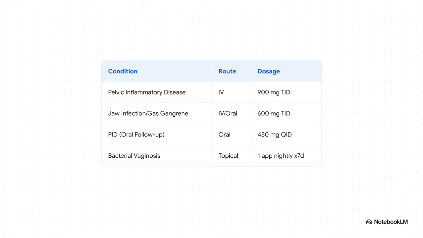And as you can see here, the dosing is really all over the place depending on what you're treating. For something severe like pelvic inflammatory disease, we're talking high-dose IV, 900 milligrams 3 times a day. But for a jaw infection or gas gangrene, it might be 600 milligrams. Then you switch to oral for PID follow-up, and the dosing changes again, 450 4 times a day. And of course, for bacterial vaginosis, a simple topical cream does the trick. The bottom line is you absolutely have to tailor the route and the dose to the specific infection.